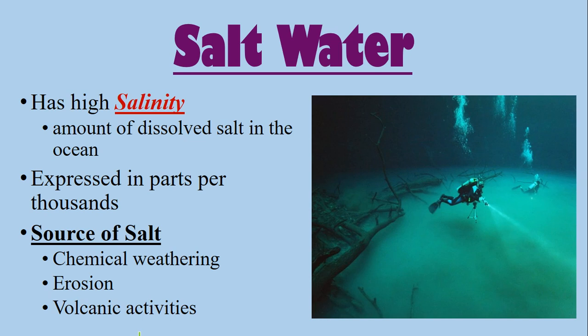Now, salt water, let's talk a little bit about that. That means it has high salinity, or salinity means the amount of dissolved salt in the ocean. And we usually express it in parts per thousand. Now, the source of salt water is either chemical weathering that has run into the water, erosion that went into the water, or even volcanic activities can sometimes create salt water. If you look over here in this picture, it looks like there's a whole bunch of sand right below this swimmer. That actually is salt water, but that's even saltier, or high salinity salt water, because salt water is more dense than fresh water, so it's going to sink.